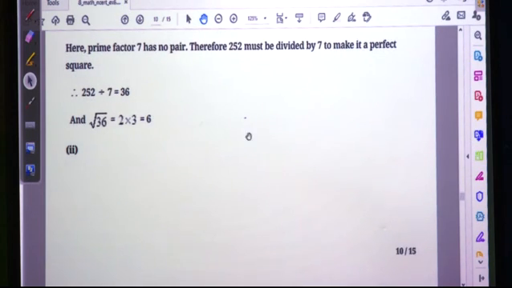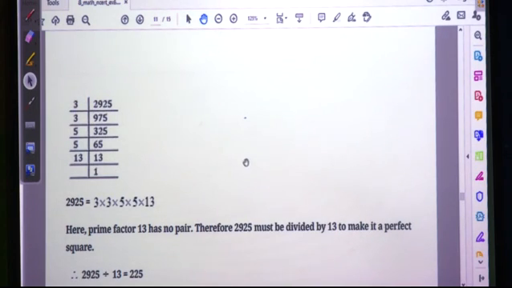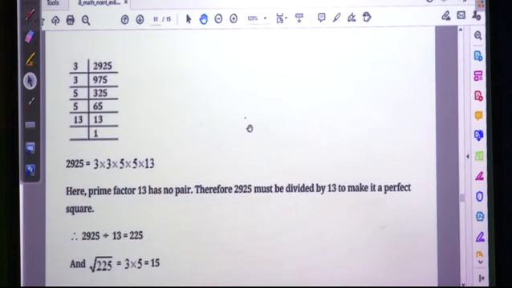I hope it is clear. Let us see the next sum, second one. 2925. By 2 it is not divisible. Let us check by 3. 5 plus 2, 7, 7 and 9, 16, 16 plus 2, 18, 18 is a multiple of 3.